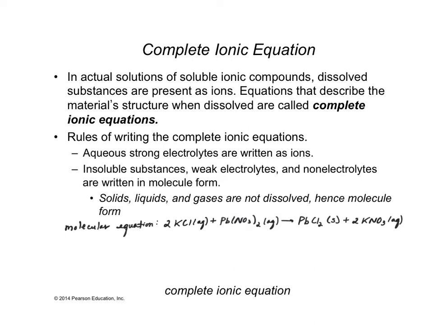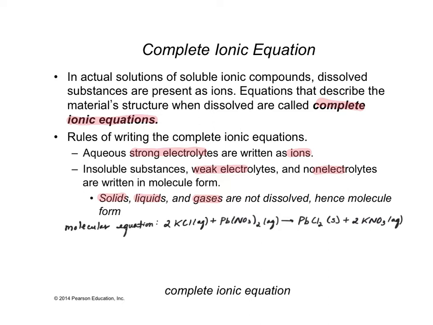So if we want to actually show what's happening in solution, the actual reality of the situation, then we can write what is called the complete ionic equation, okay? For the complete ionic equation, any type of ionic compound, any type of strong electrolyte, any type of strong acid is going to be written as it actually exists in water, which is as ions, okay? On the other hand, any type of weak electrolytes and non-electrolytes are going to be written in their molecule form. These are going to be things that form solids, liquids, and gases in these various reactions, as well as things like weak acids, etc.